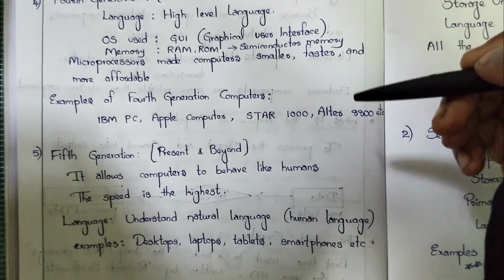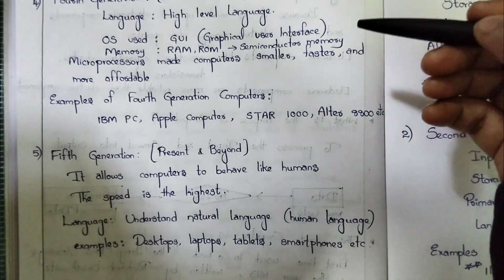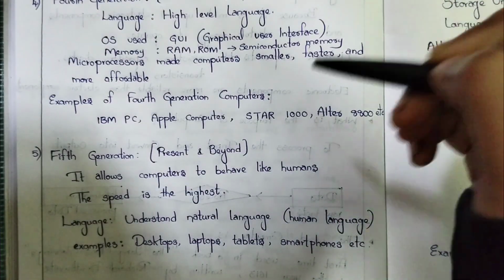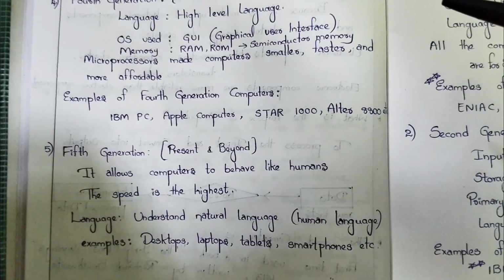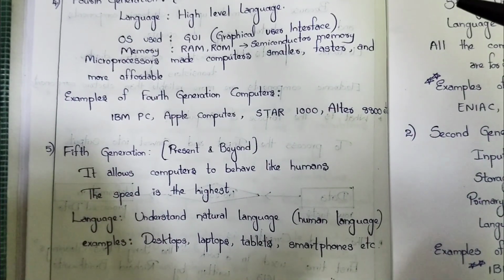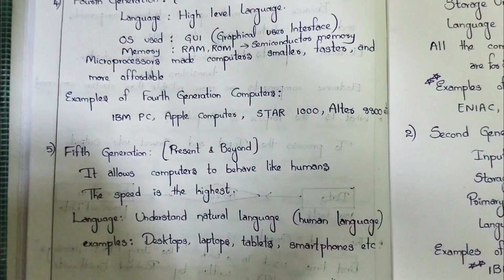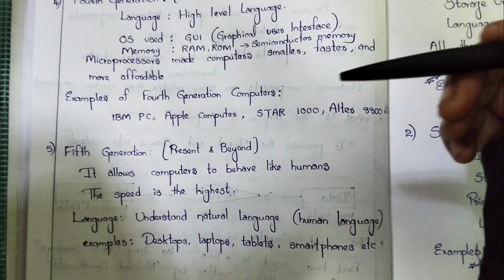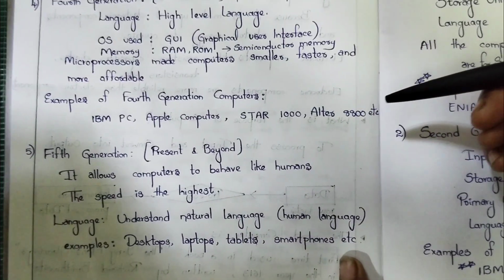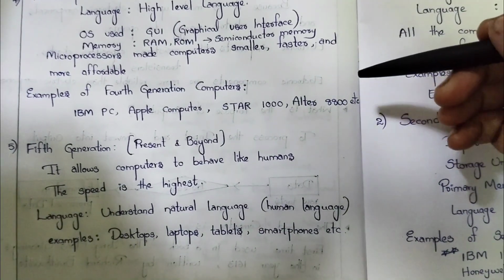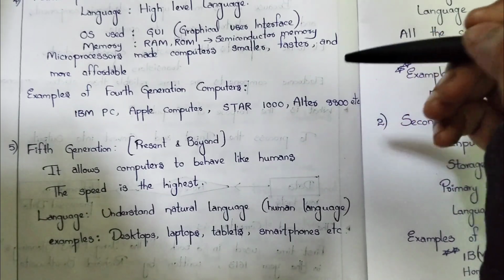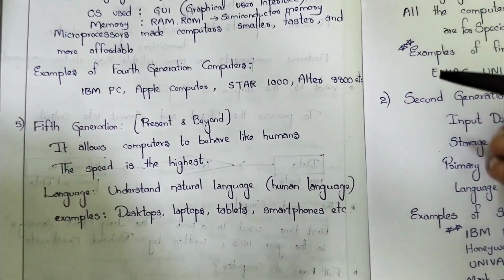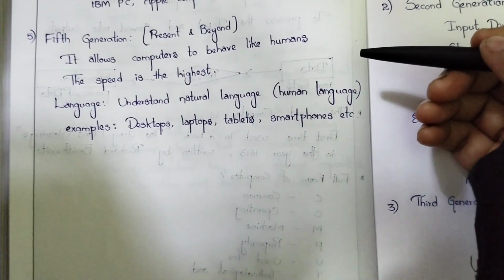In the fourth generation, what happened? As we are using the component microprocessor, that made the computers smaller, faster and even more affordable. Examples of fourth generation computers are IBM PC, Apple Computer, Star 100, Altair 8800, etc. Okay. This is about the fourth generation. Now we will discuss the fifth generation.